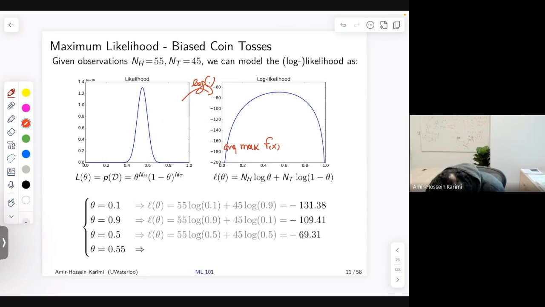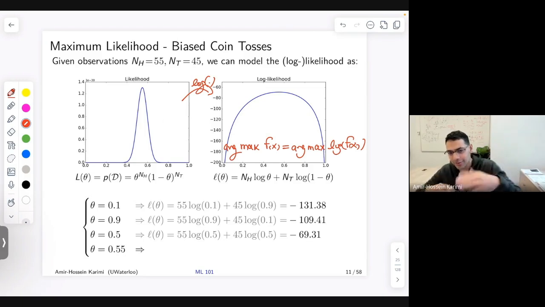The argument that maximizes f of x is the same as the argument that maximizes log of f of x. Remember, what we're trying to find is theta. It doesn't matter if I look at the log likelihood or the likelihood. The maximizers are going to be the same value.